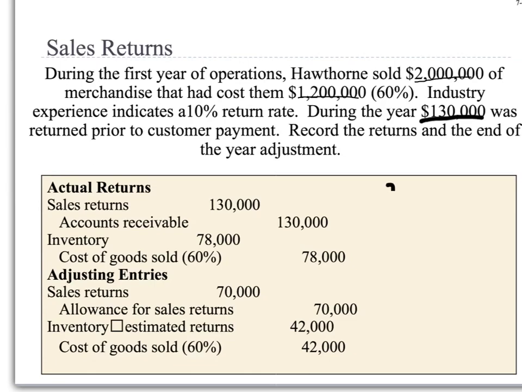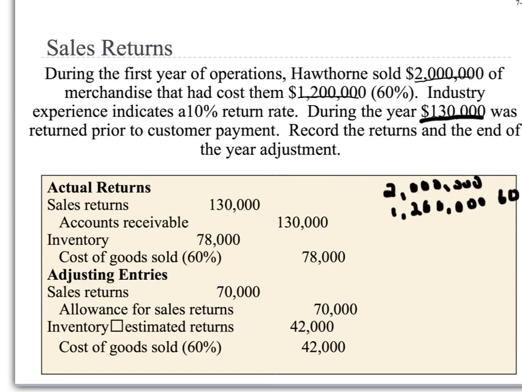You had $2 million sold. It cost $1.2 million. This $1.2 million is 60% of the total. So when you're thinking about where the 60% comes in of how much you're going to record back into inventory, it's got to be 60% of the 130.